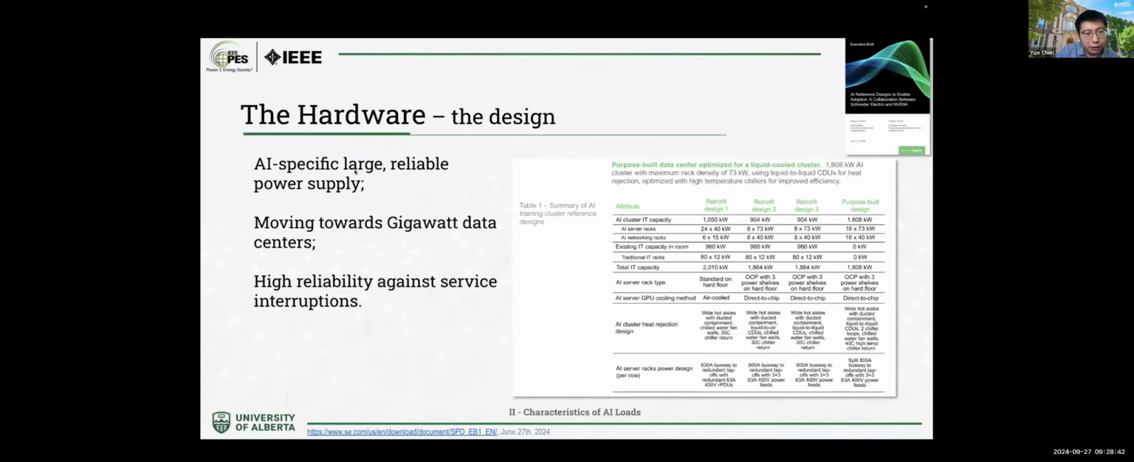Right? So one is that the AI-specific load can be really large, so we want to serve it with a more reliable power supply. We are moving towards gigawatt data centers, which need higher reliability against service interruptions. Meaning if we have several loads coming simultaneously, we want to serve them all well with very low latency. At the same time, we want to make sure the GPUs are working at a certain temperature and within a certain load.